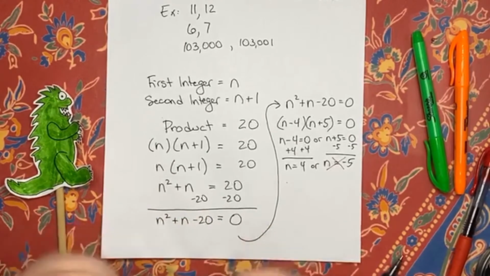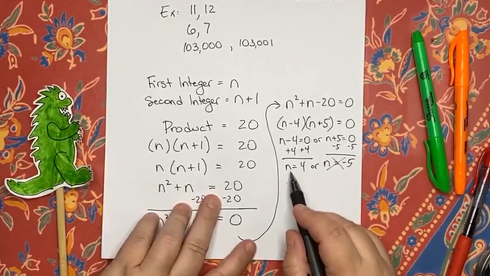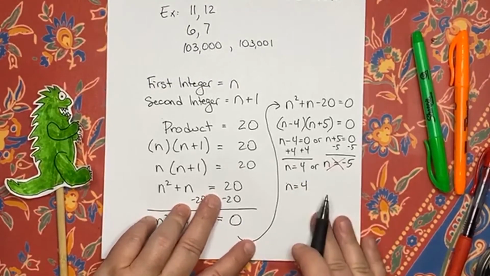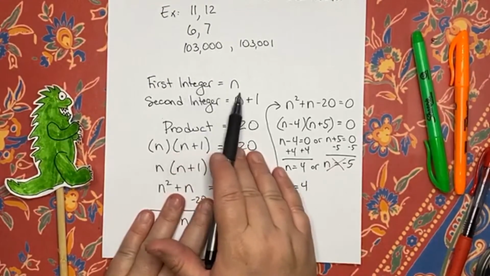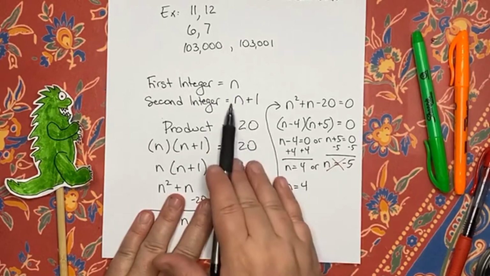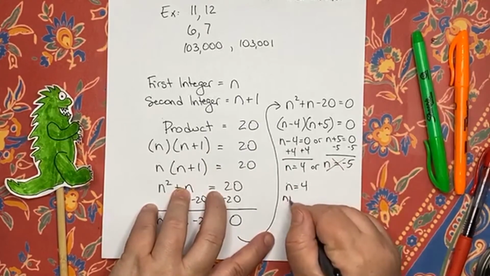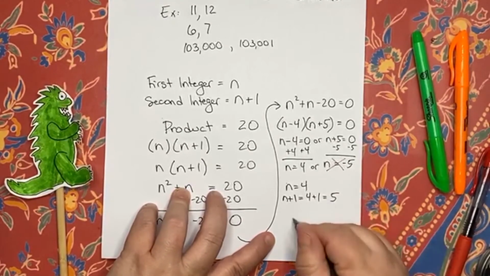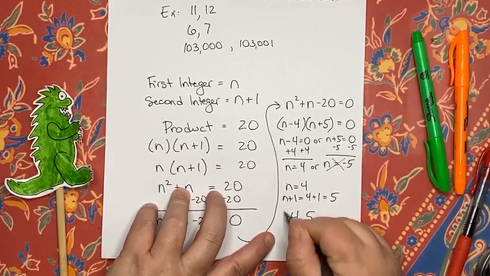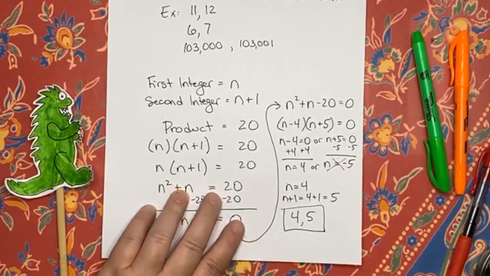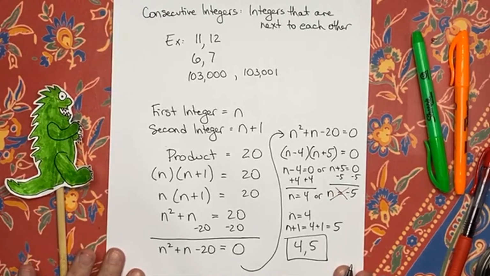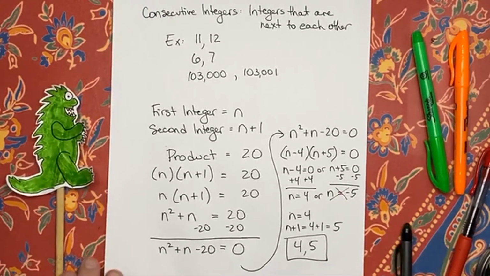But what if n equals 4? Then what's the other number? The first integer is n. The second integer is n plus 1. Oh my goodness! The answers are 4 and 5. I know, you already knew this. Thank you guys for making it through with me. You guys are amazing and incredible.